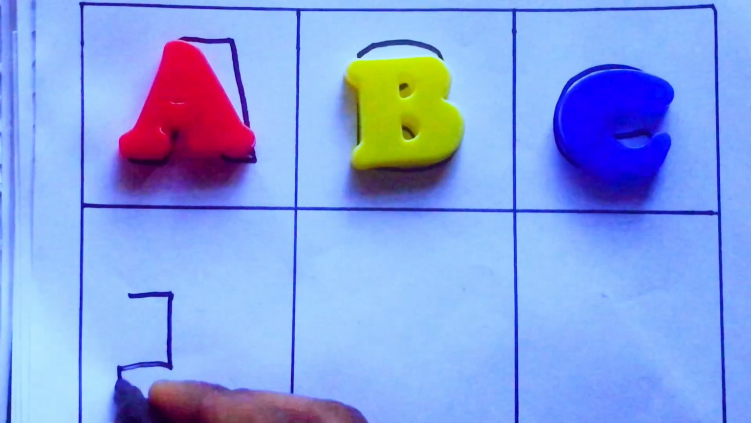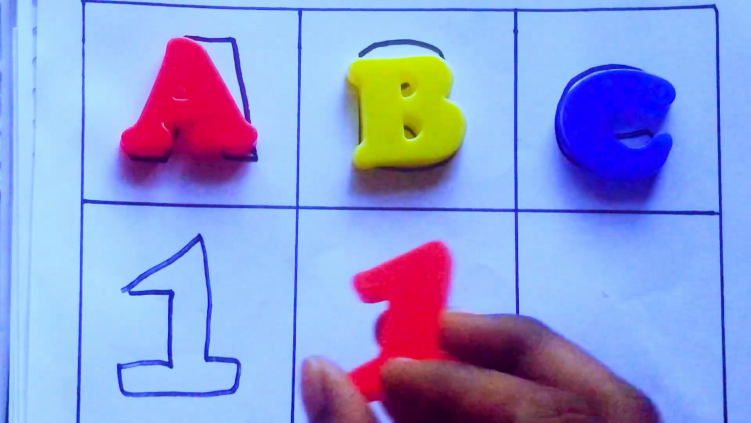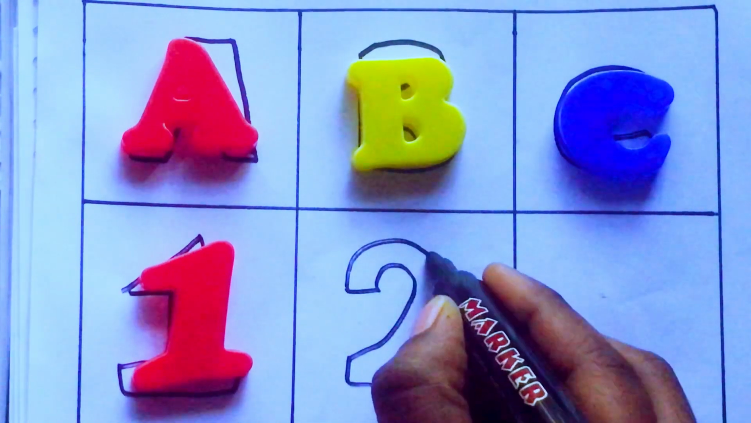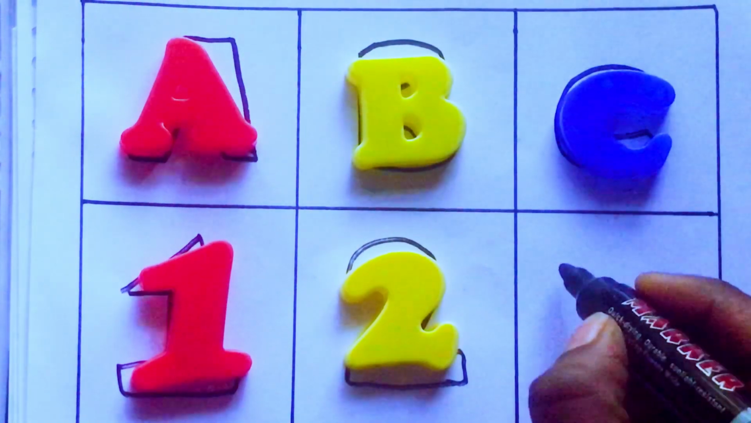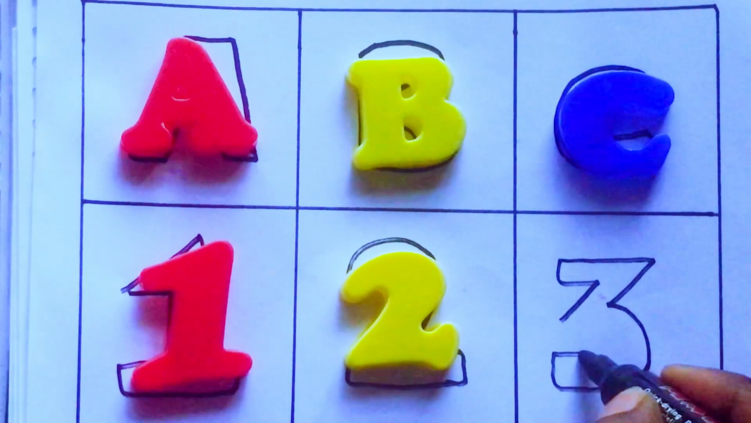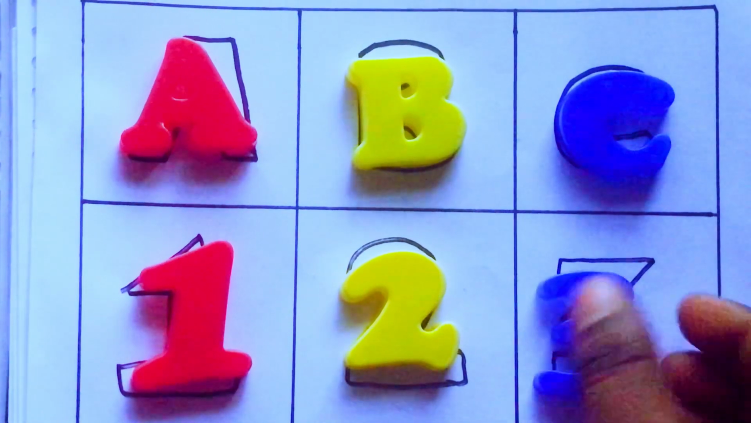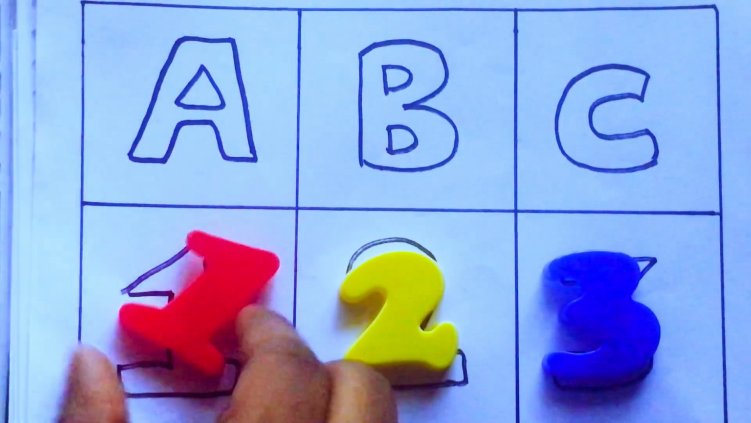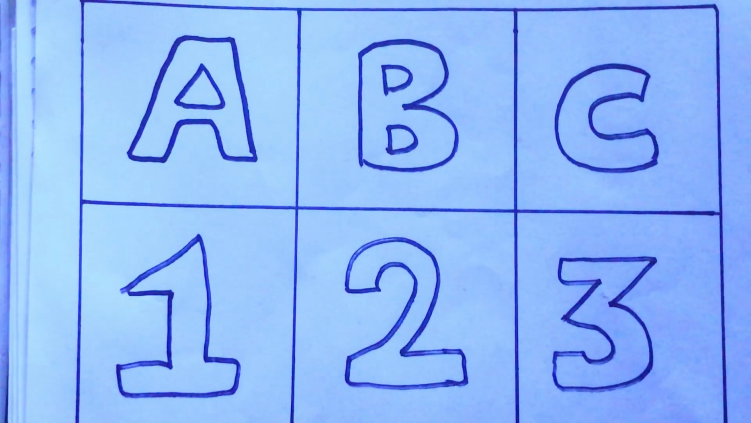1, 2, 3. A, B, C, 1, 2, 3. Okay, let's color all the alphabets and numbers.